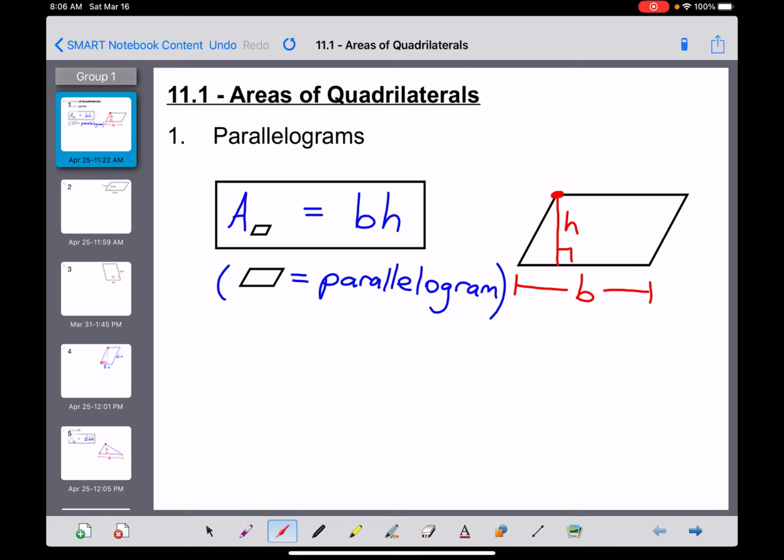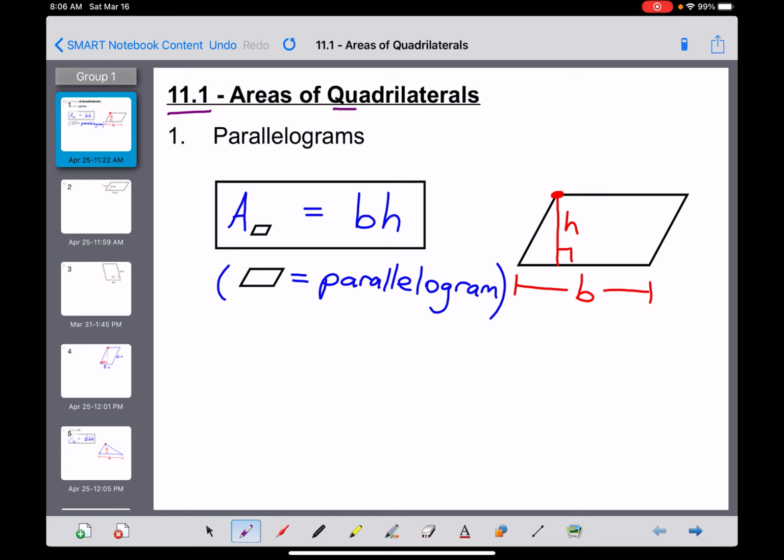Okay, geometry, we're going to move into section 11.1 here, and this textbook throws a lot of content into chapter 11 and a lot of content specifically into section 11.1. So I'm going to break this up into probably two videos here, but anyhow, let's get rolling on this right now. So we're going to start with areas of parallelograms here.